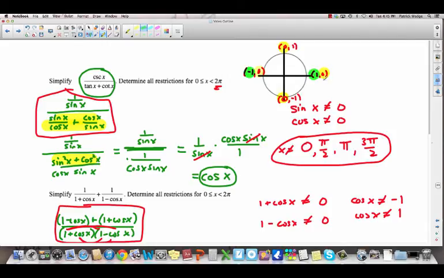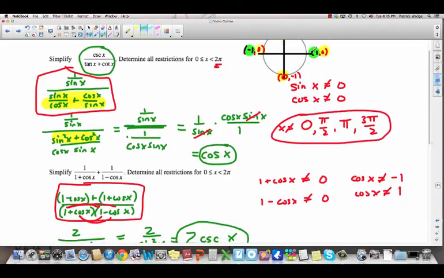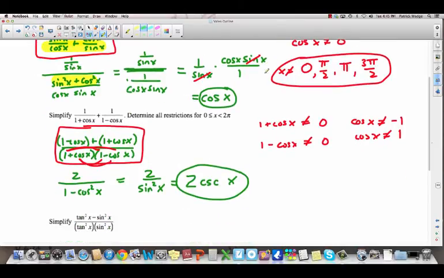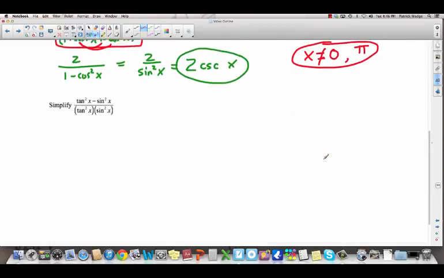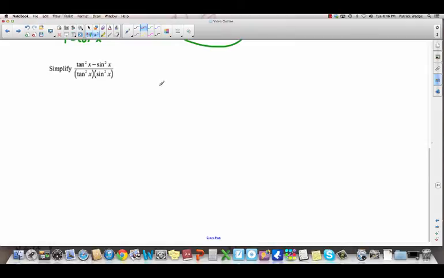So in other words, x cannot equal 0 degrees or 180 degrees, or if we do it in terms of radians, x cannot equal 0 or pi. It can equal any other angle except for those ones. All right, last one. We're going to simplify this.